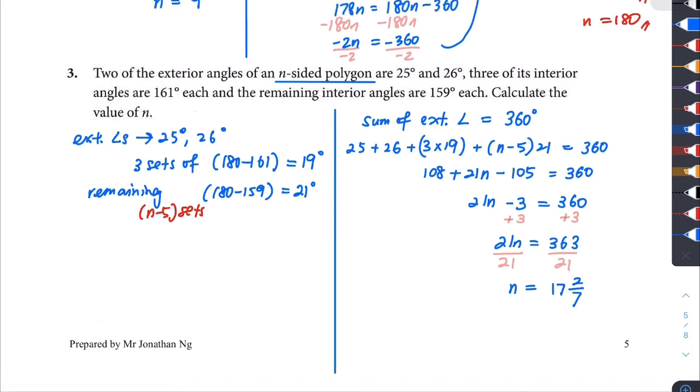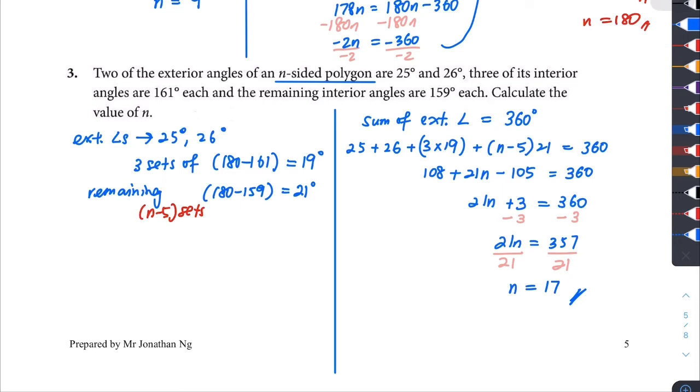Okay, sorry, I've made a mistake somewhere here. This should be a plus 3. So what I have would be a minus 3 on both sides. So this would be 357, also divided by 21. So 357 divided by 21, I get 17. So 17 sides, the value of n. So n has 17 sides. Okay, that's good to go.